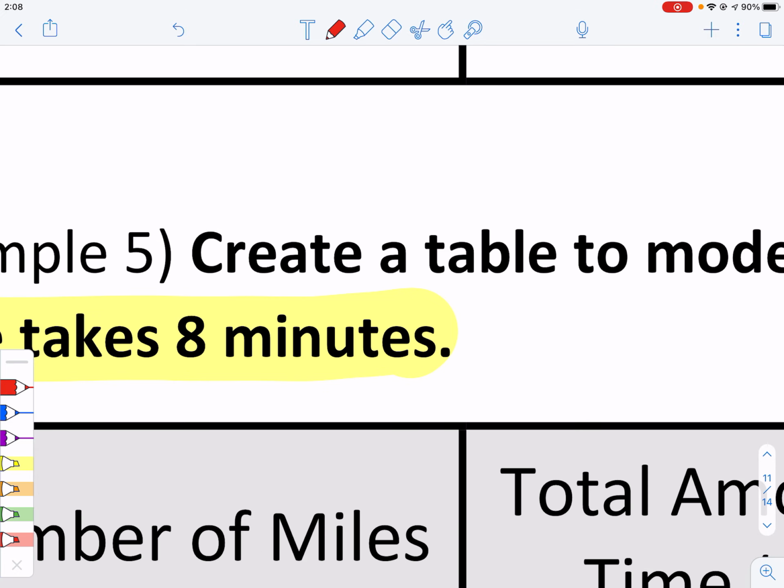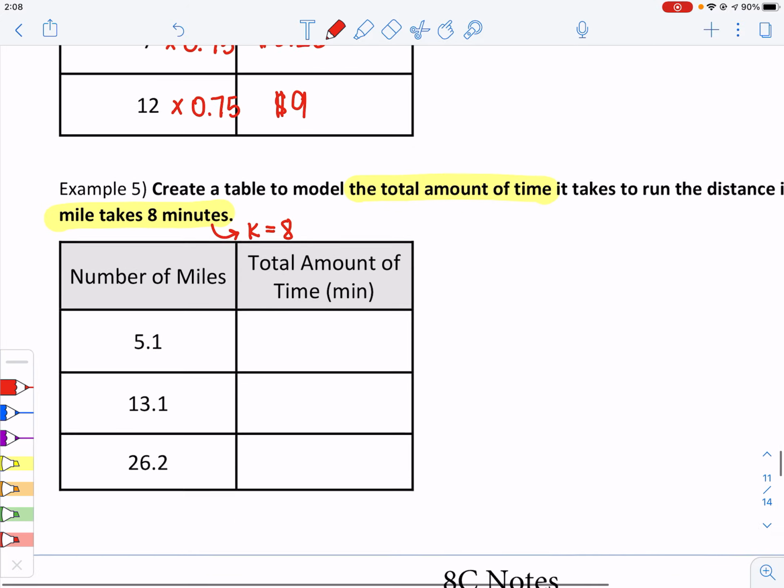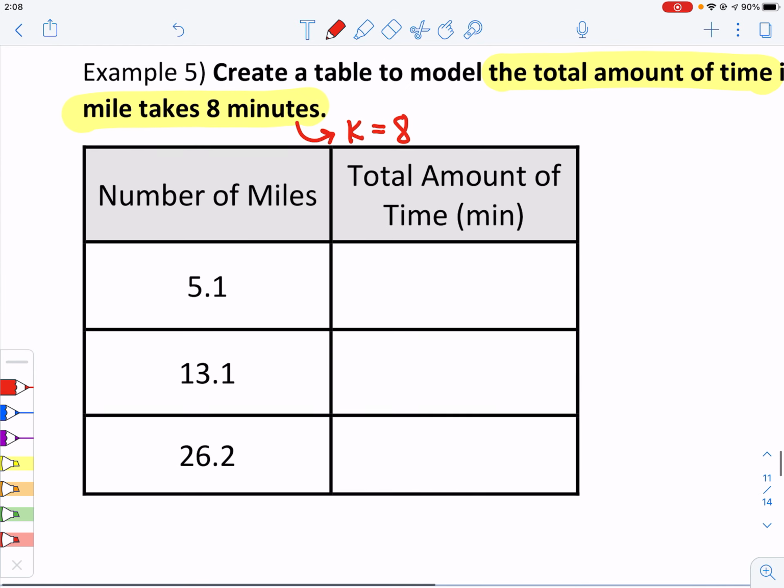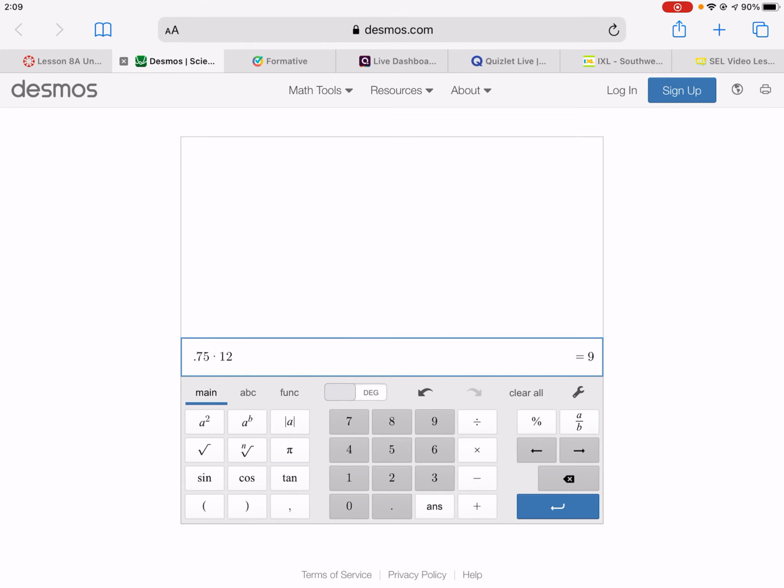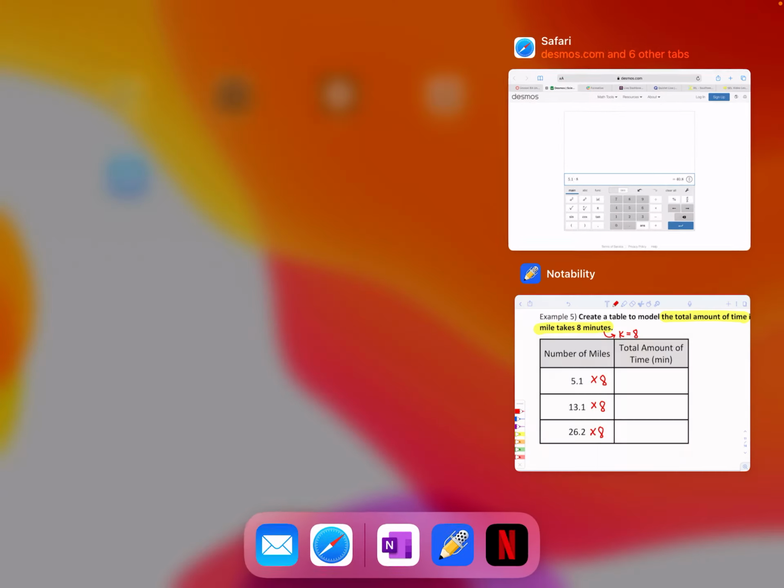So this 8 minutes right here, that's your constant of proportionality, which means you're just taking however many miles you run, and you're multiplying it by 8 because your constant of proportionality is 8. All right, so go ahead and fill out your table for this one. Okay, so if you run 5.1 miles, which is a 5K, and each mile you run at an 8-minute pace, that's 40.8.